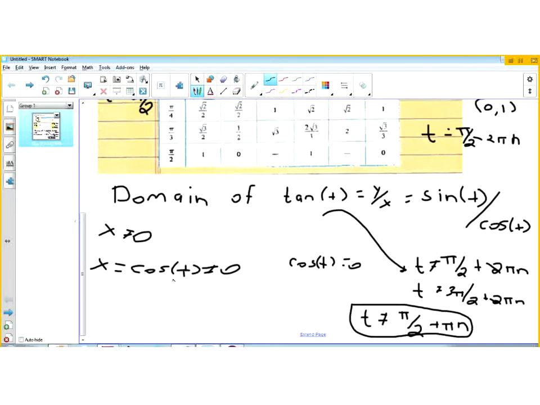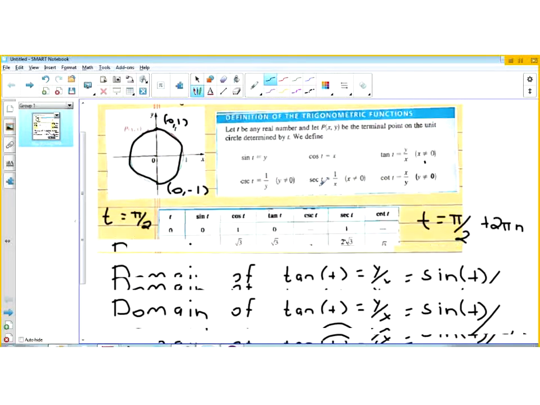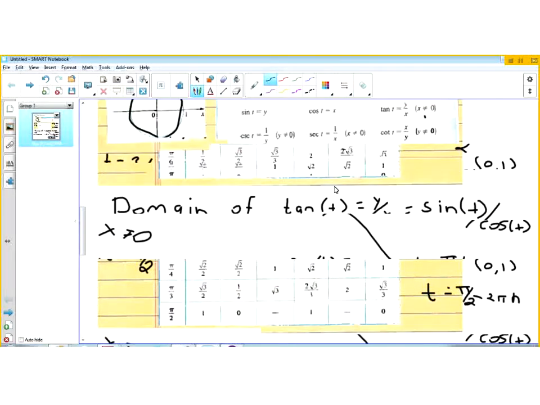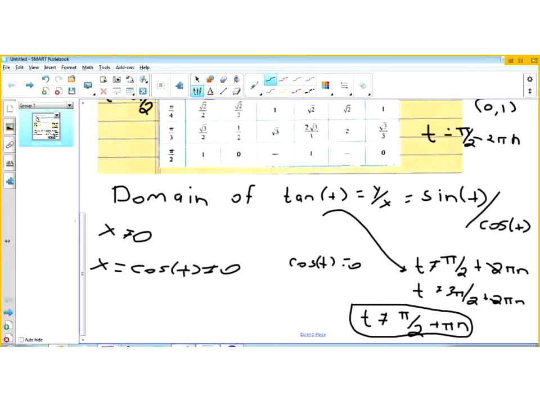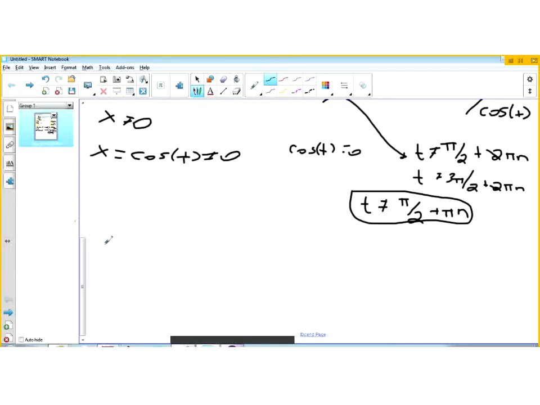Now, the same restrictions would hold true for the secant function because x can't be 0. And so the tangent and the secant functions have the same domain. So in writing the domain, okay, so the domain of the tangent function is equal to the domain of the secant function, which is equal to the set t.